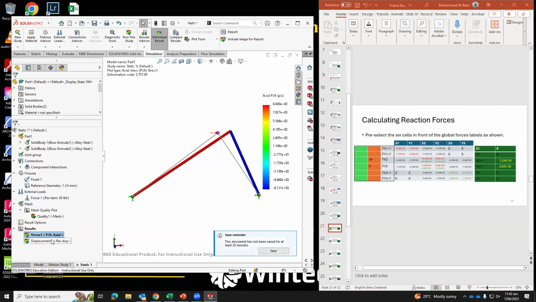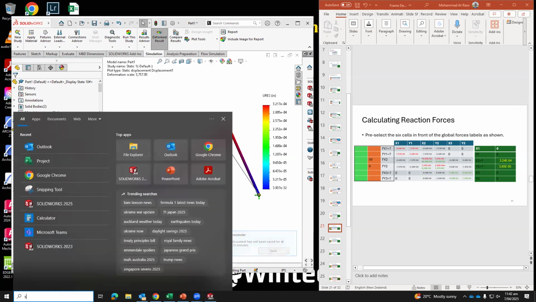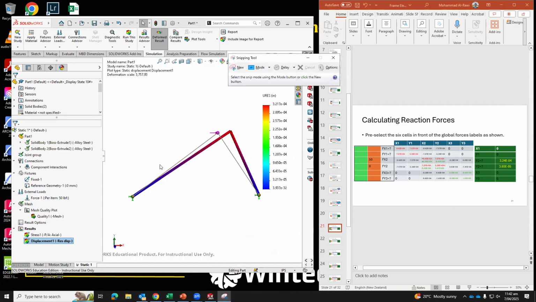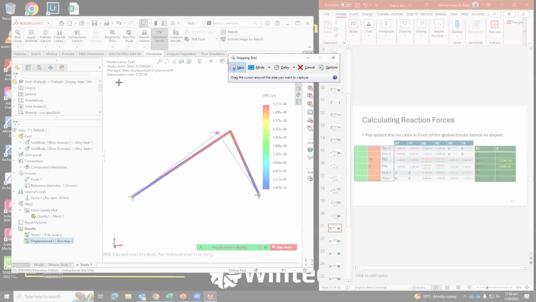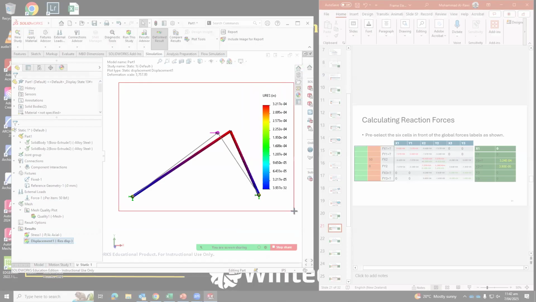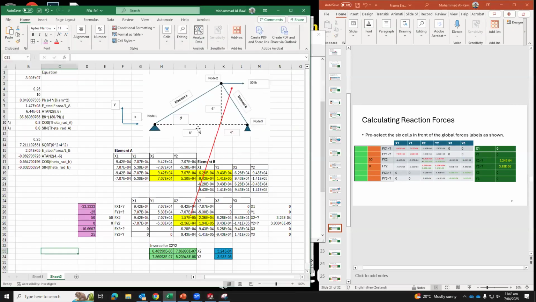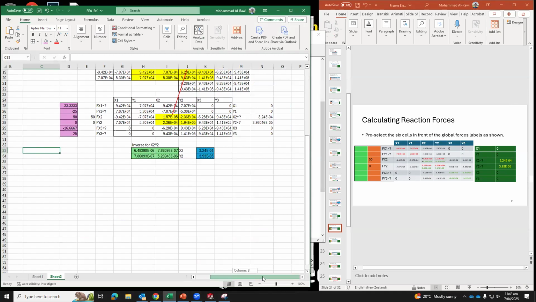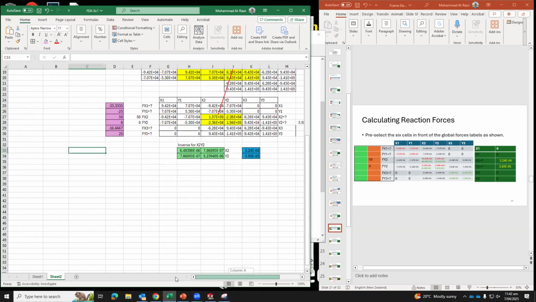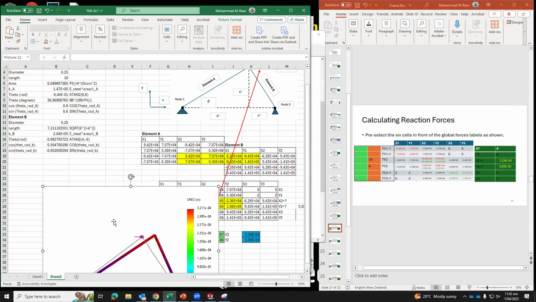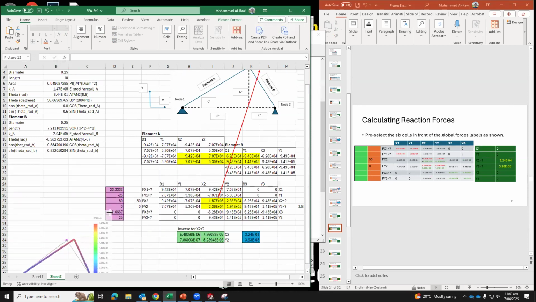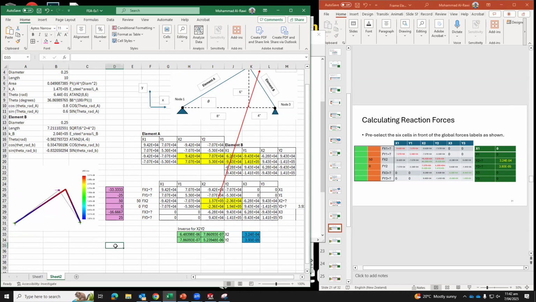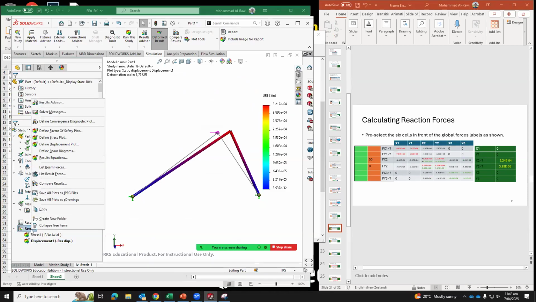So we could use Control Print Screen or the Snipping Tool. Bring that one here, and bring it on the side here. So that's technically what we determined from the things. Do you remember how we could find the support reaction values?